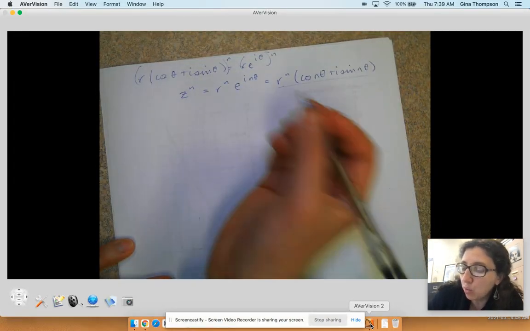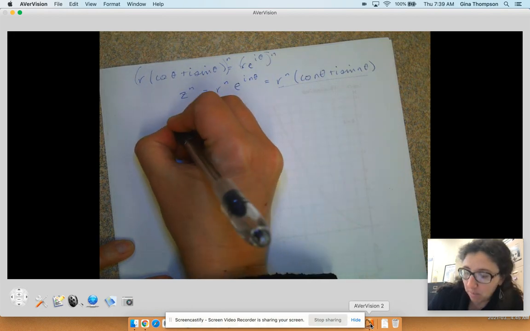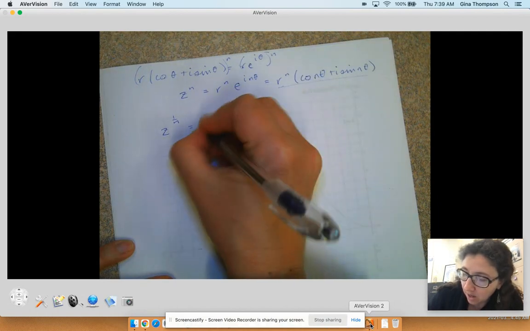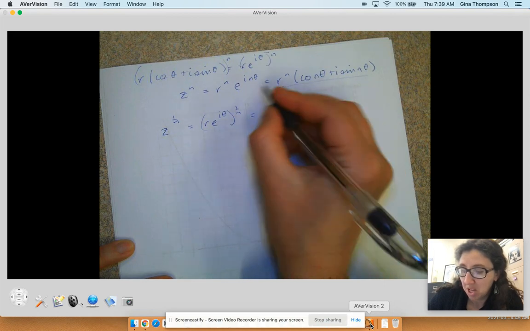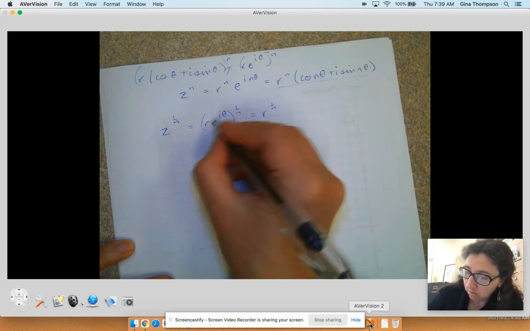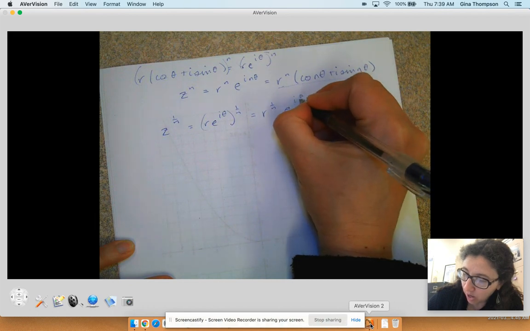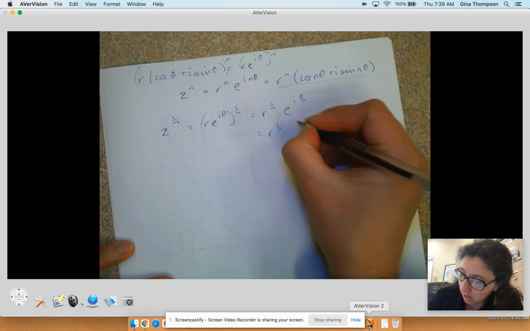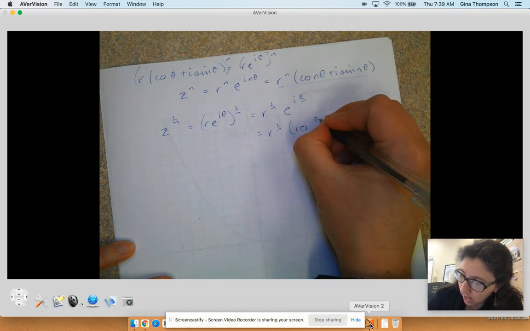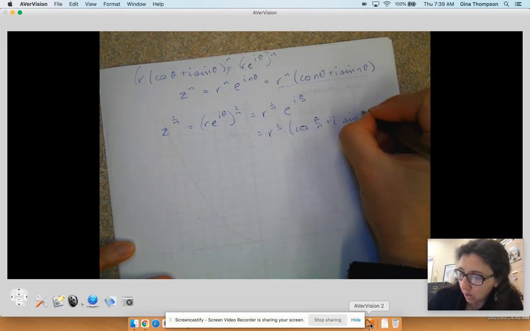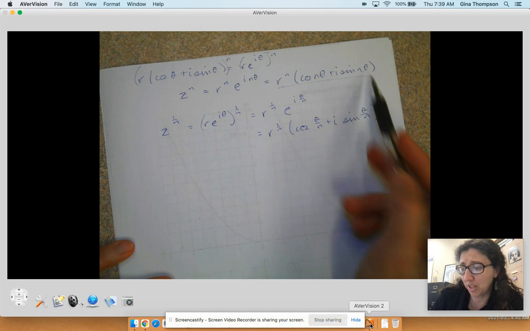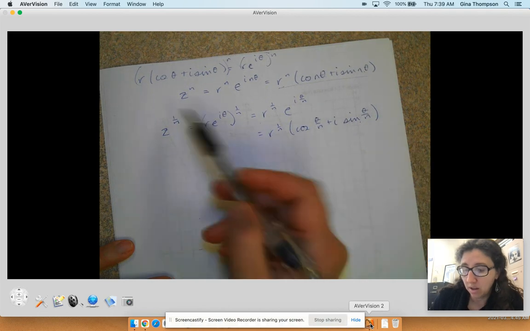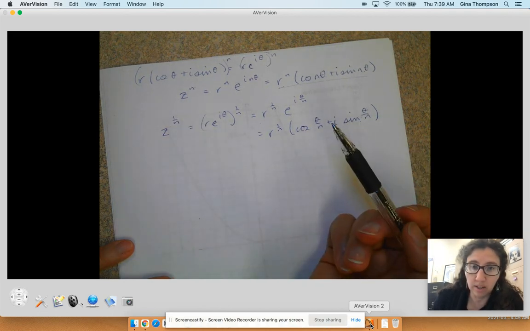And what happens if we take a root instead? If we have z to the 1 over n power, that's just r e to the i theta, to the 1 over n power. So that's r to the 1 over n, e to the i theta over n, if I multiply that exponent. And I can write that as r to the 1 over n times cosine theta over n plus i sine theta over n. So it's really the same thing. In this case we're multiplying by n, in this case we're dividing by n, depending on what form our exponent is in.